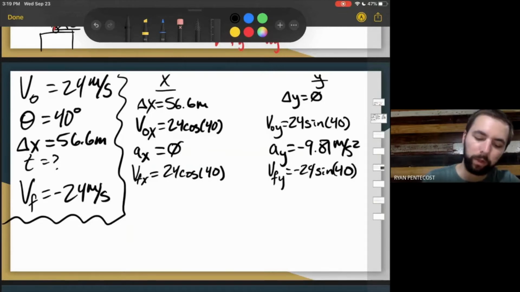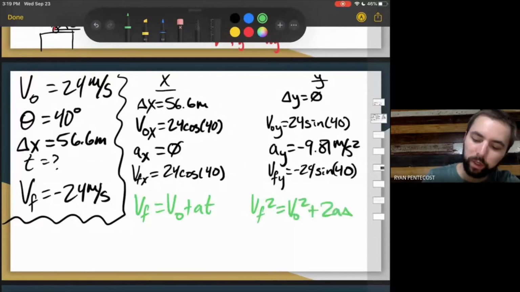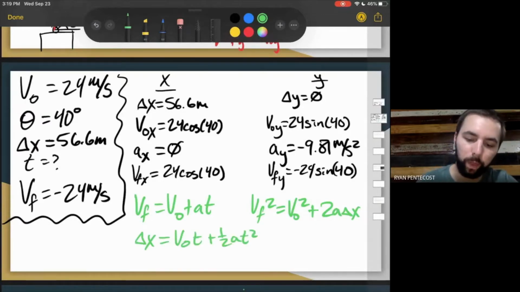So if we want time, let's look at our equations. Okay. We have V final equals V naught plus AT. We have V final squared equals V naught squared plus 2A, we'll say delta x. We're going to apply this to delta y too. We're going to analyze this in a second. Then we'll say delta x equals V naught t plus 1/2 AT squared, right?